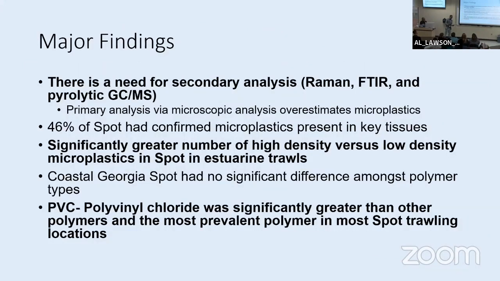So one of the most striking findings of the study was that we found significance amongst the different polymer types, and there's a need for secondary analysis via Raman, FTIR, or pyrolysis, as Dr. Deshpande mentioned previously. There was a significant greater amount of high density polymers versus the low density microplastics in spot and estuarine trawls. And then polyvinyl chloride was significantly greater than the other polymer types and the most prevalent polymer type of spot trawling locations.